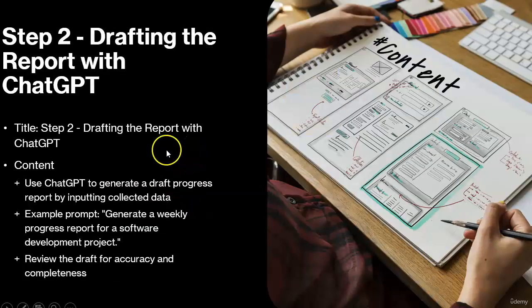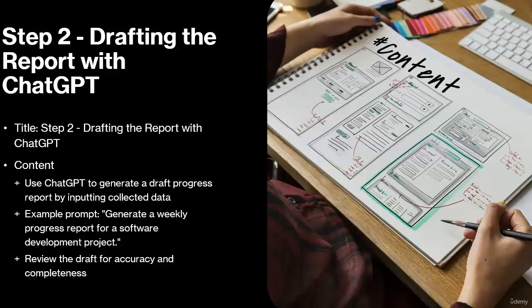Next, in step 2, once you have your data, it's time to draft the report using ChatGPT. To do this, you can input the collected data into ChatGPT with a prompt like: generate a weekly progress report for a software development project. ChatGPT will then generate a draft report based on the information you provided. After receiving the draft, review it carefully to ensure it accurately reflects the project's status and progress.